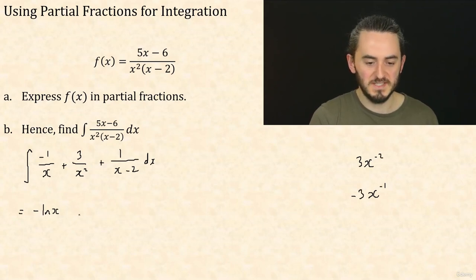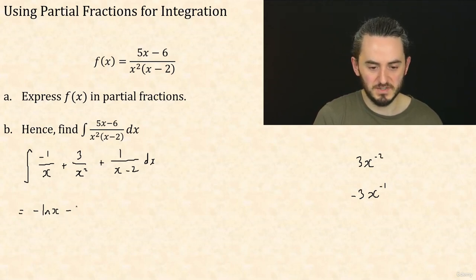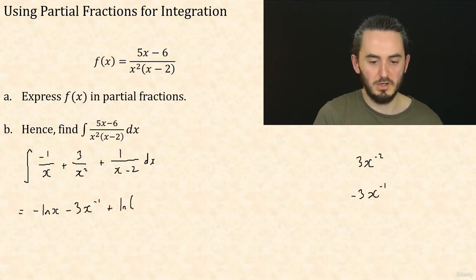Okay, so it's really easy when we learn all this new integration to forget the easy stuff. The integral of 3 over x squared is just minus 3x to the minus 1. And then this one is a log integration. It's ln of (x minus 2).